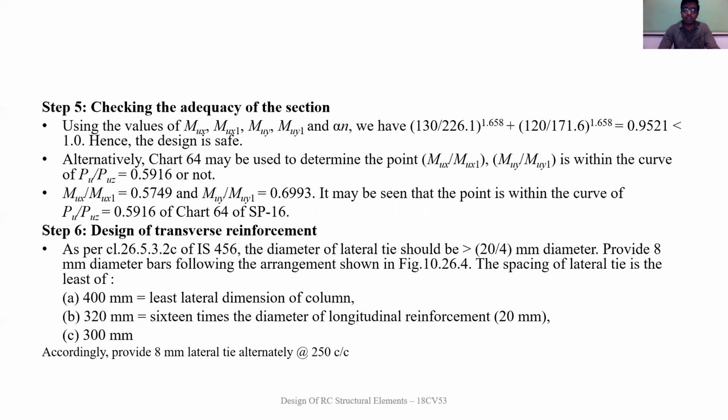The spacing of the lateral tie is the least of 400 mm, that is the least lateral dimension of the column, 320 mm, that is 16 times the diameter of longitudinal reinforcement, which is 20 mm in this particular problem, and 300 mm. So the least comes to 300 mm, hence we provide 8 mm lateral ties at 250 mm center to center.